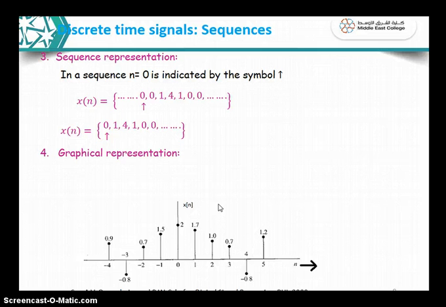Any of the representations may be given, and you are supposed to understand how you can retrieve the signal from any of these four representations.